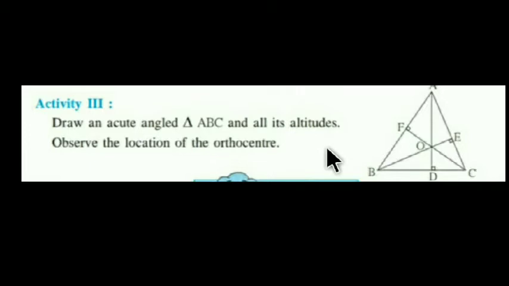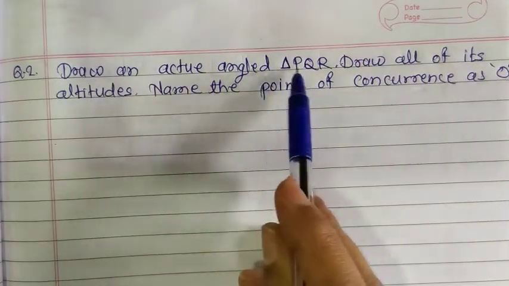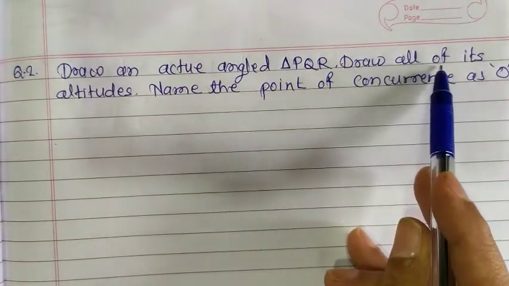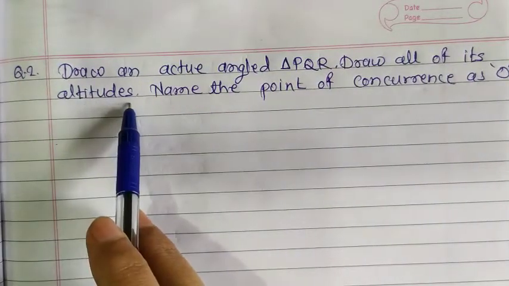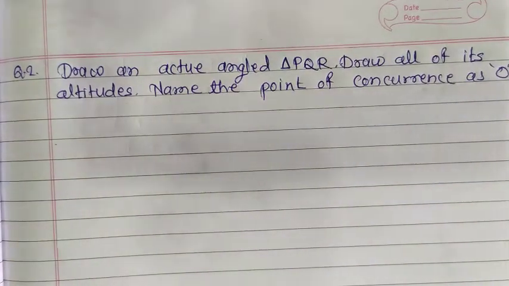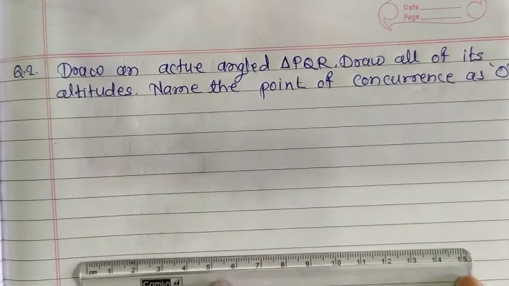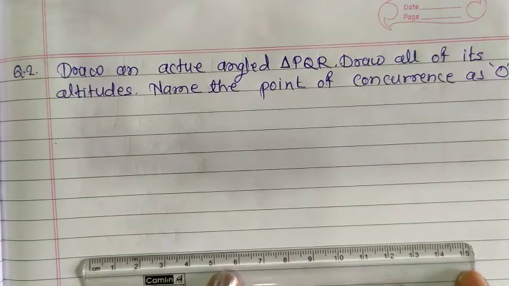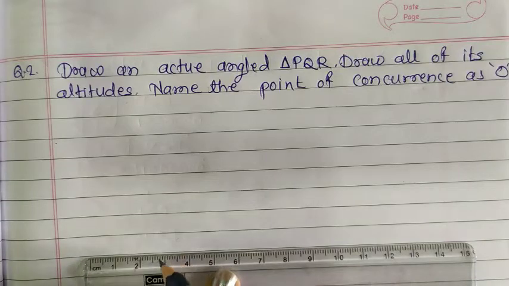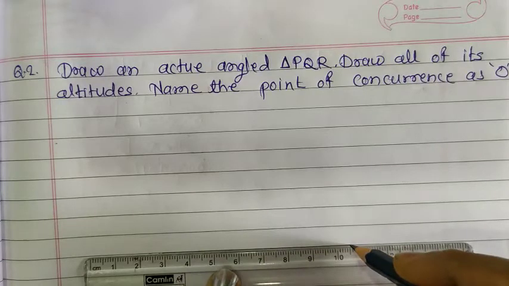Let us see the questions in the practice set. Question number 2: draw an acute angled triangle PQR. Draw all of its altitudes. Name the point of concurrence as O. Let us first draw the acute angle triangle. First draw the base. No measurement is given here, hence we are drawing an acute angle triangle.